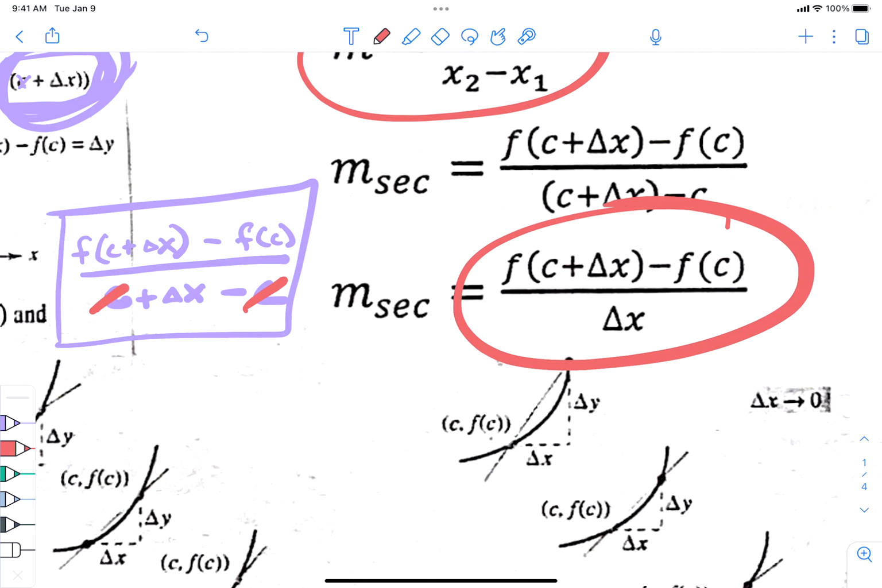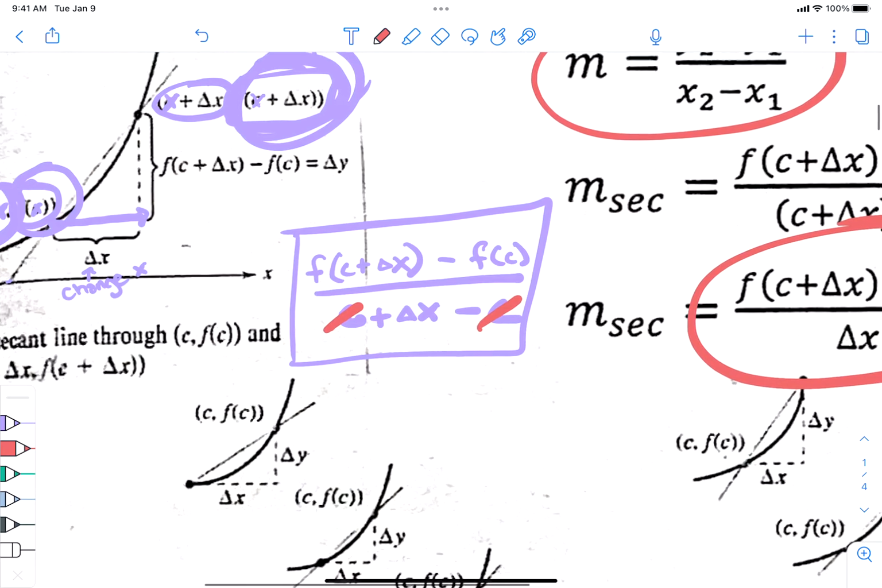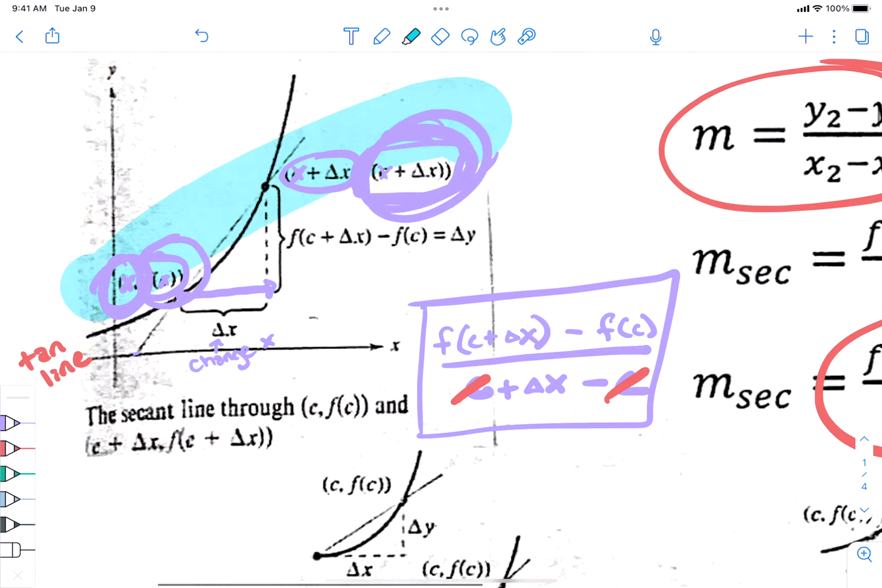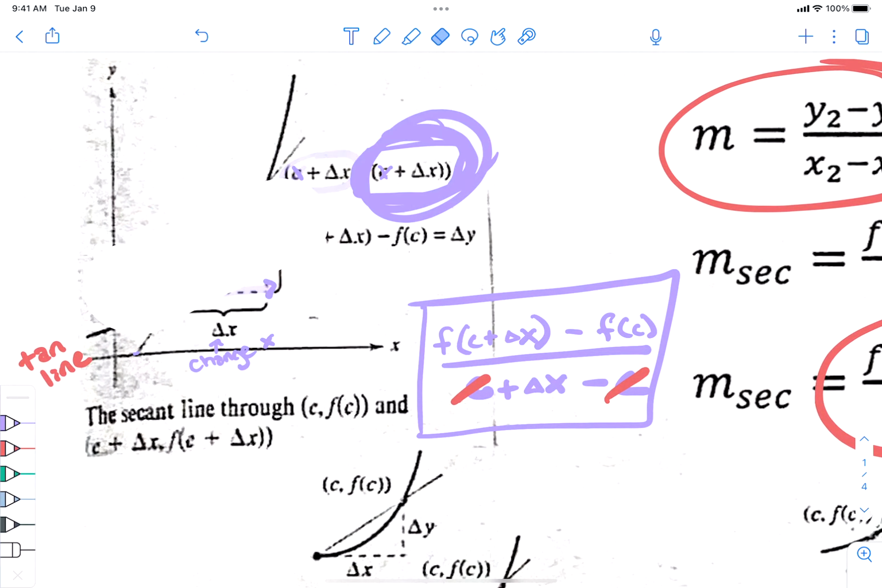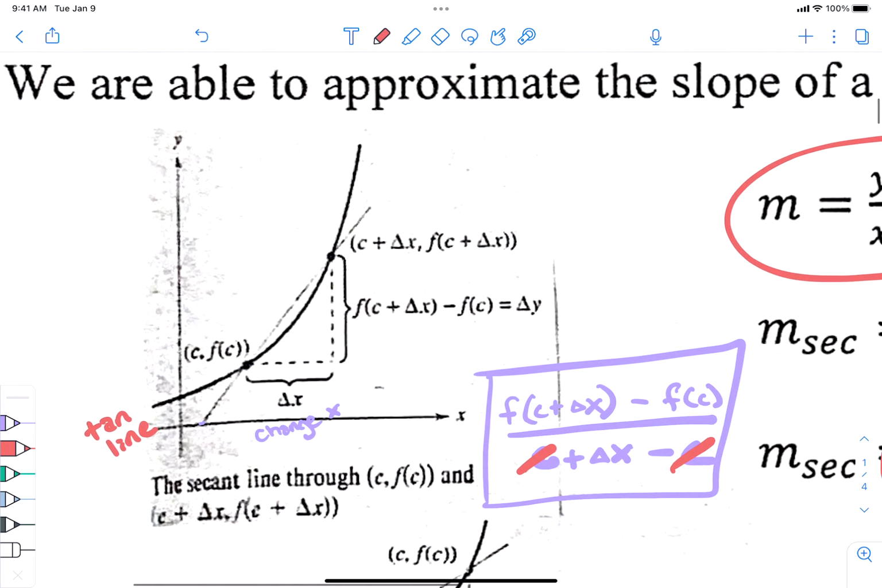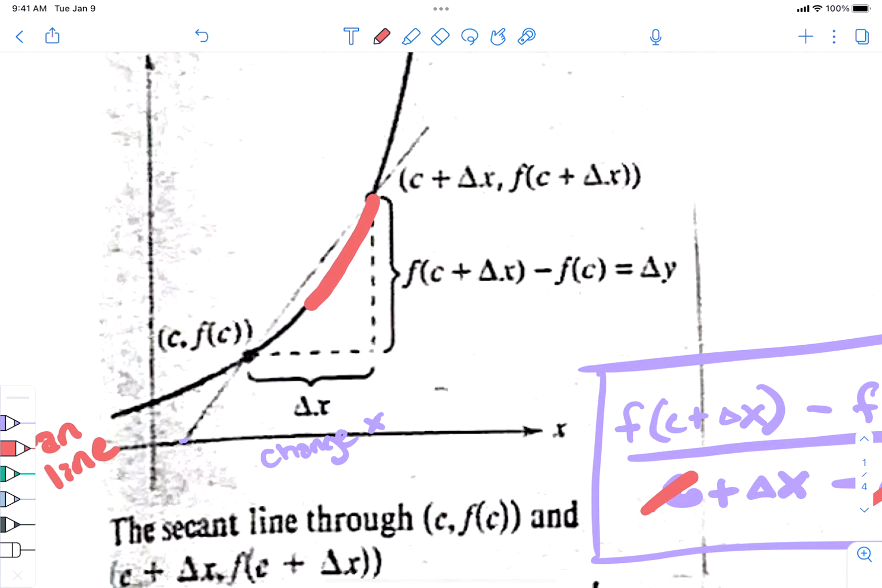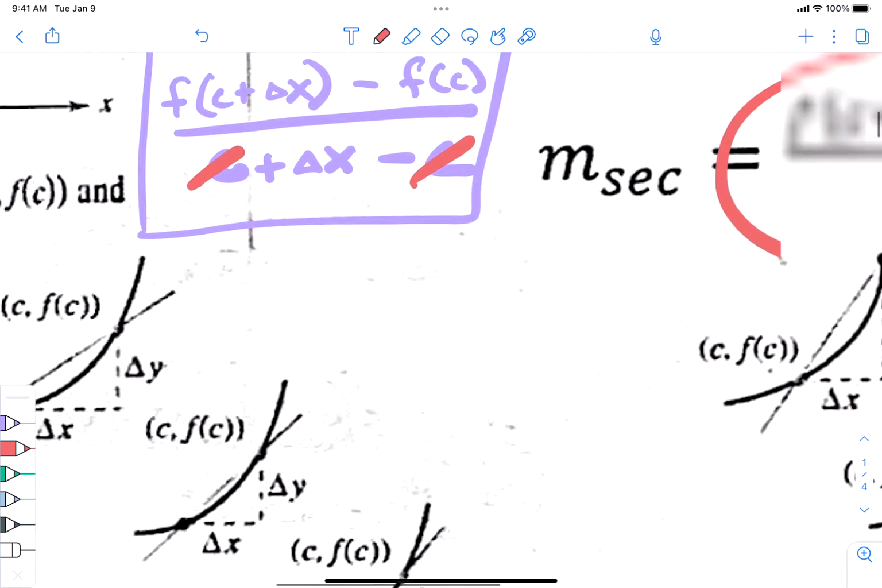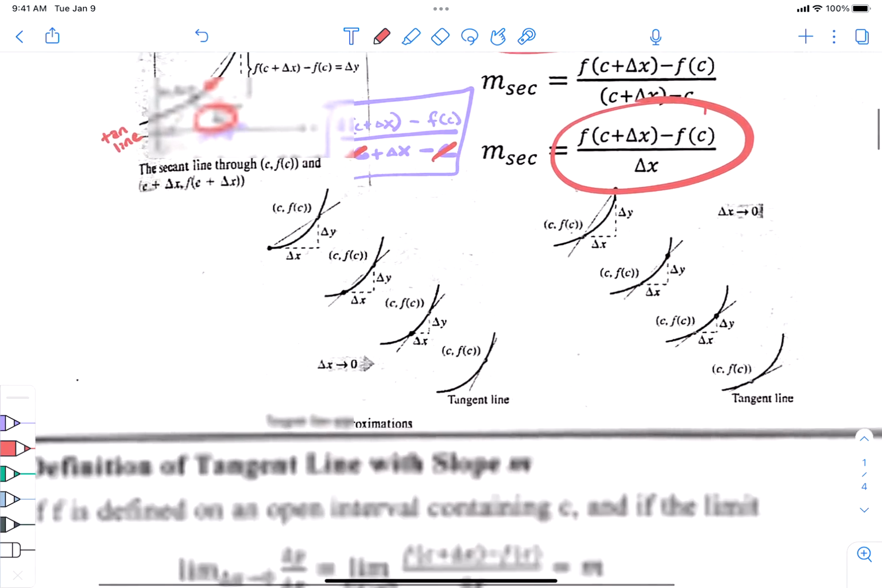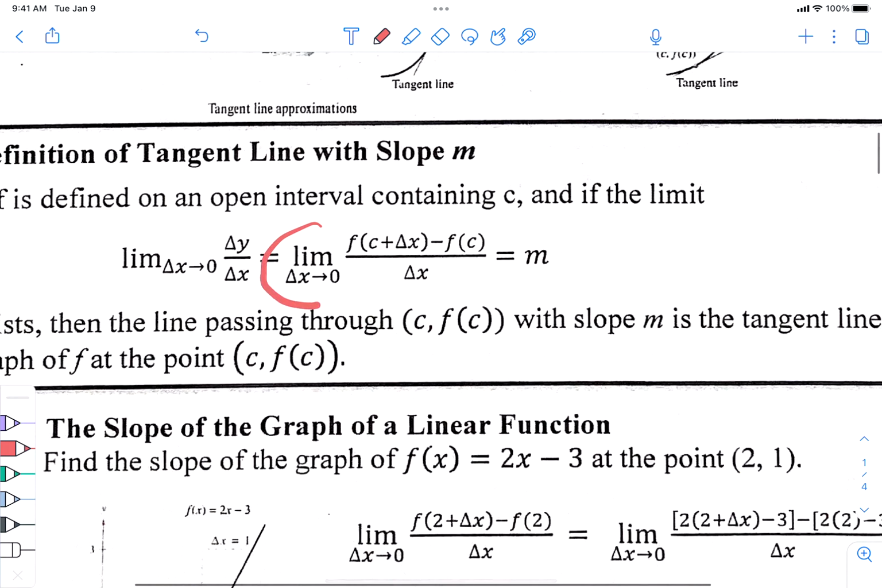What we want to have happen is, as we slide this point closer and closer to this point, what happens to the change in x? It gets smaller and smaller and smaller. So it approaches 0. What we're going to eventually end up doing is finding the limit as the change in x goes to 0. We're trying to get it closer and closer to 0, meaning that there's no space in there.